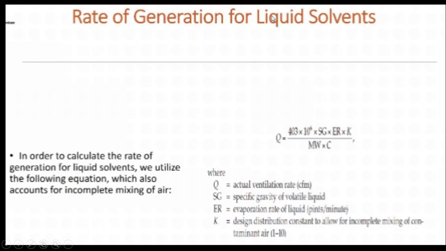If we have a liquid which evaporates, it can evaporate only if there is a liquid. Its evaporation rate can change with the temperature. Its evaporation rate can change with the velocity of the air. And we have to take from the table what is the specific gravity, what is its evaporation rate at this temperature, what is its molecular weight, and what is our desired concentration. Then we will be able to calculate what flow rate for circulation we need, what flow rate for ventilation we need.